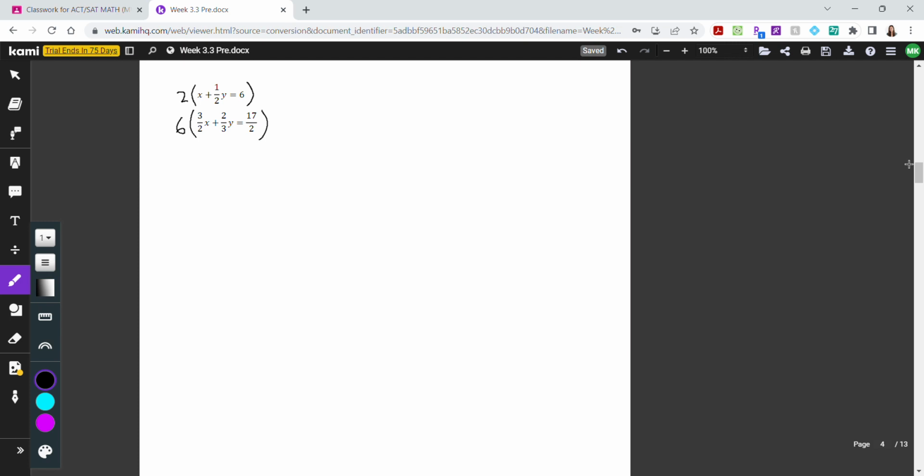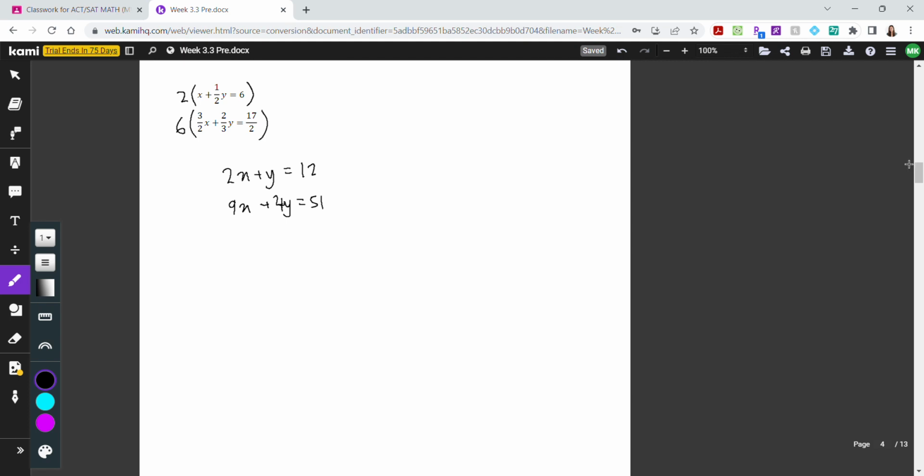So the top equation would now become 2x plus y equals 12. The bottom equation would now become 9x plus 4y equals 51. Ooh, let's look.